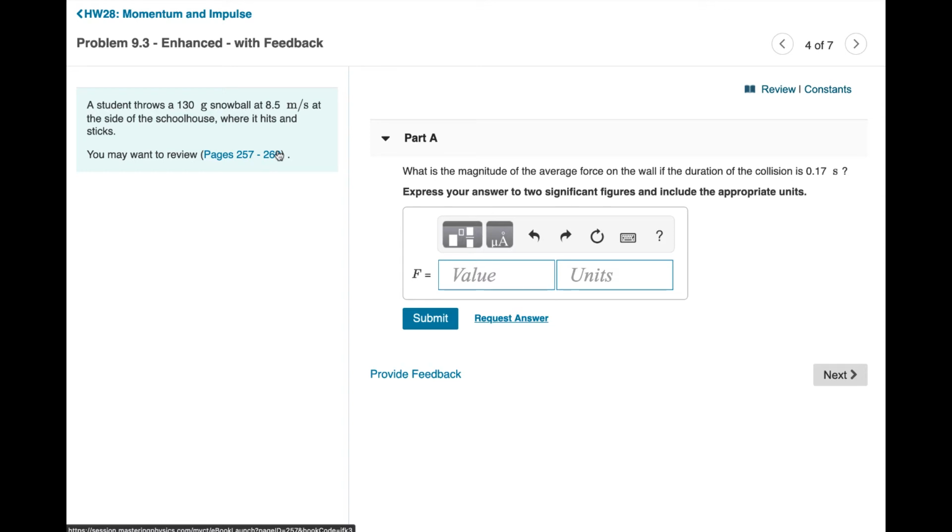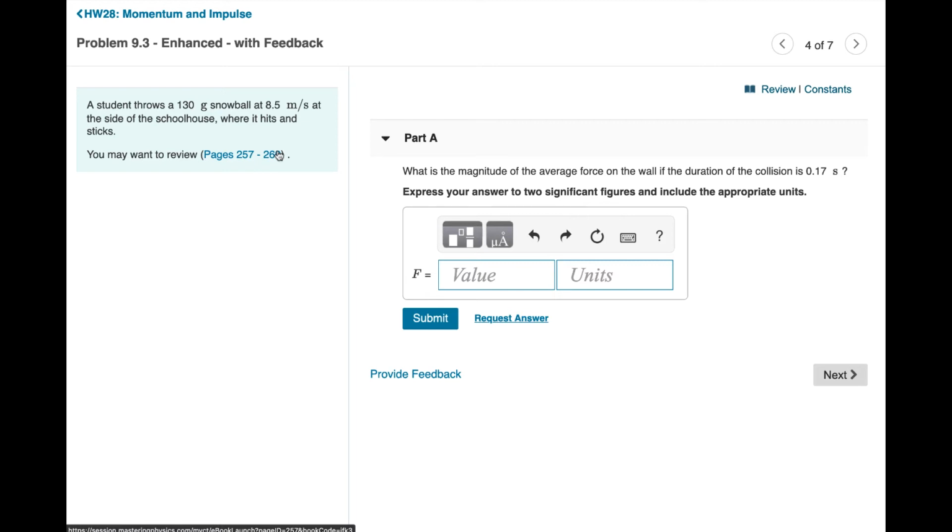First of all, this snowball has momentum and then it doesn't. The snowball's initial momentum is its mass times its velocity. Again, the mass is given in grams. So 0.13 kilograms times 8.5 meters per second will be the momentum of the snowball. The snowball then loses that momentum.